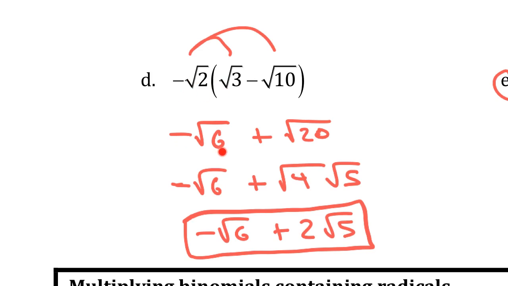Inside, there's root 6, 2 times 3. Then when I do negative times negative here, that gives me positive. And inside I get 20. So I have negative root 6 plus root 20. Root 20 would simplify. Root 20 is 4 times 5, so the square root of 4 is 2. So I get a final answer of negative root 6 plus 2 root 5. Those are not like terms, so I can't add them together. That's it. You leave it right there.